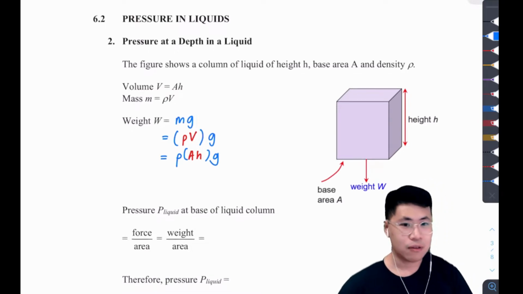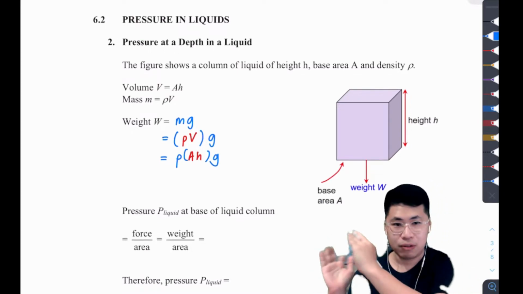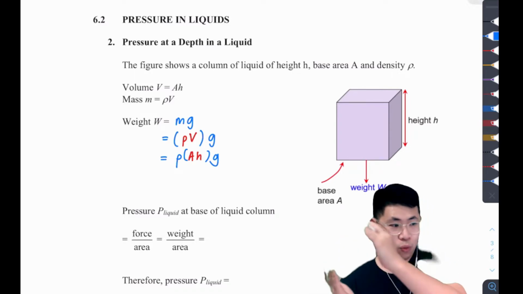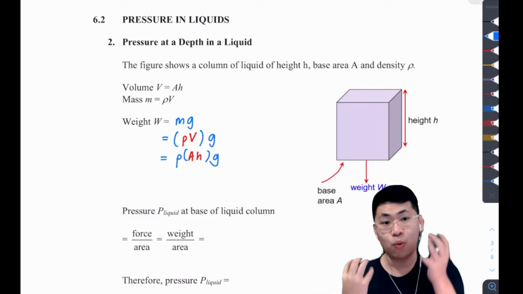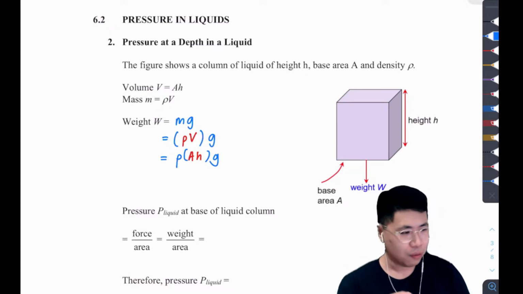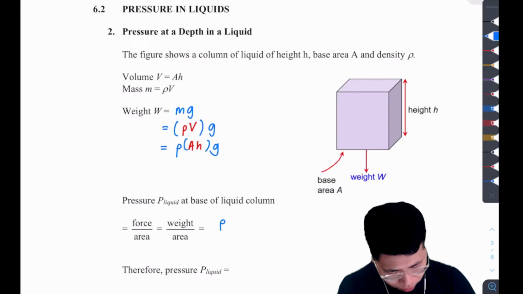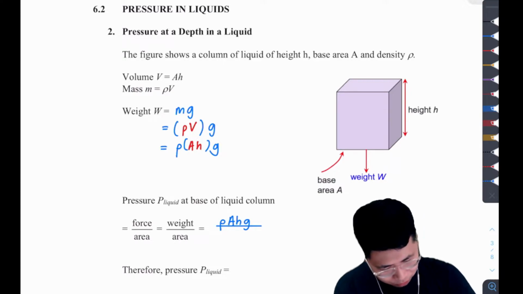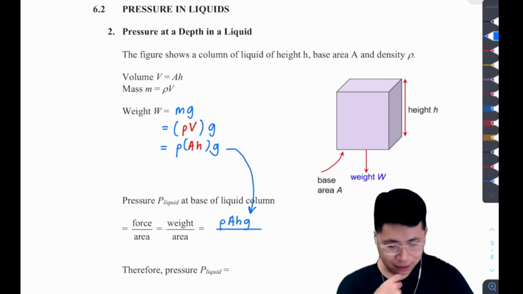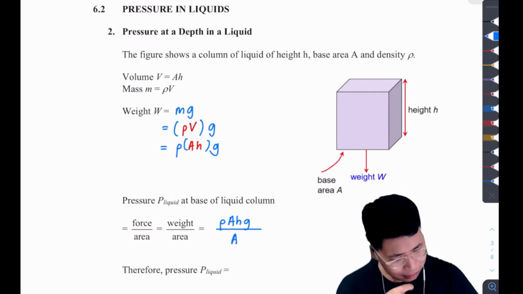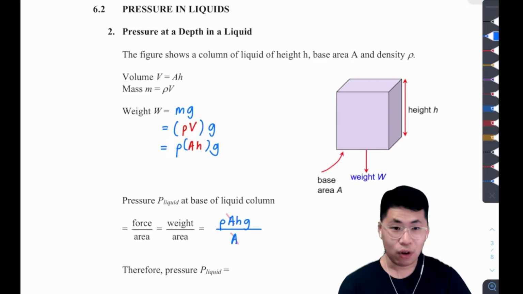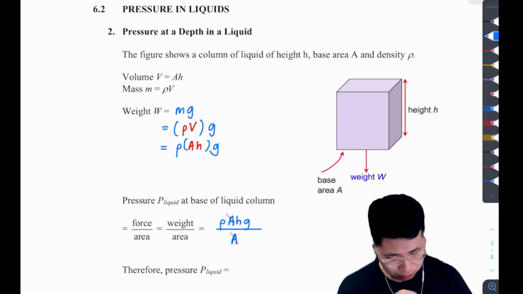Then to calculate pressure, it will be force over area, or weight over the area, because the force actually comes from the weight of the liquid, right? We can write this as rho A h g on top for the weight. Do you see why? Because of this, we just copy and paste here. Then the area will be A. Last but not least, we can cancel out our A. So therefore, the pressure in the liquid is going to be h times rho times g.